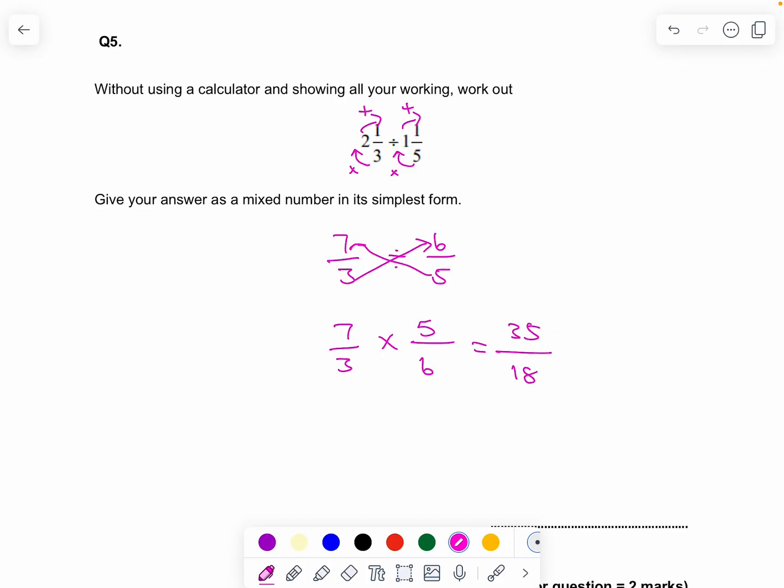Okay, and then you can't simplify it any more than that, so we're going to turn it back into a mixed number. So how many 18s go into 35? 1. Remainder 17 out of 18, so 1 and 17/18.